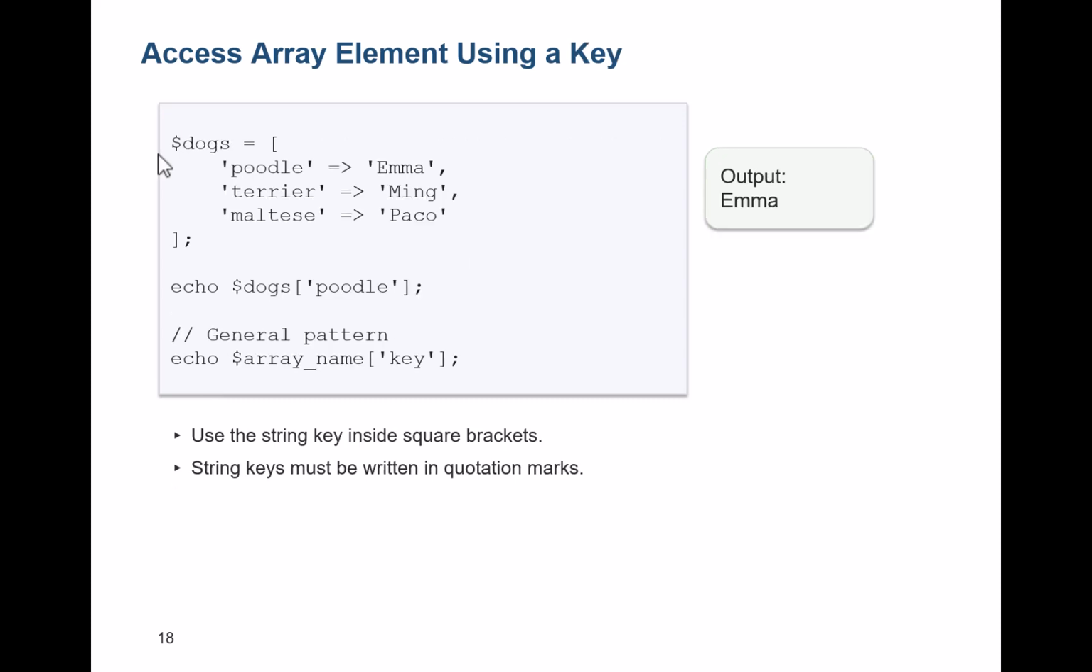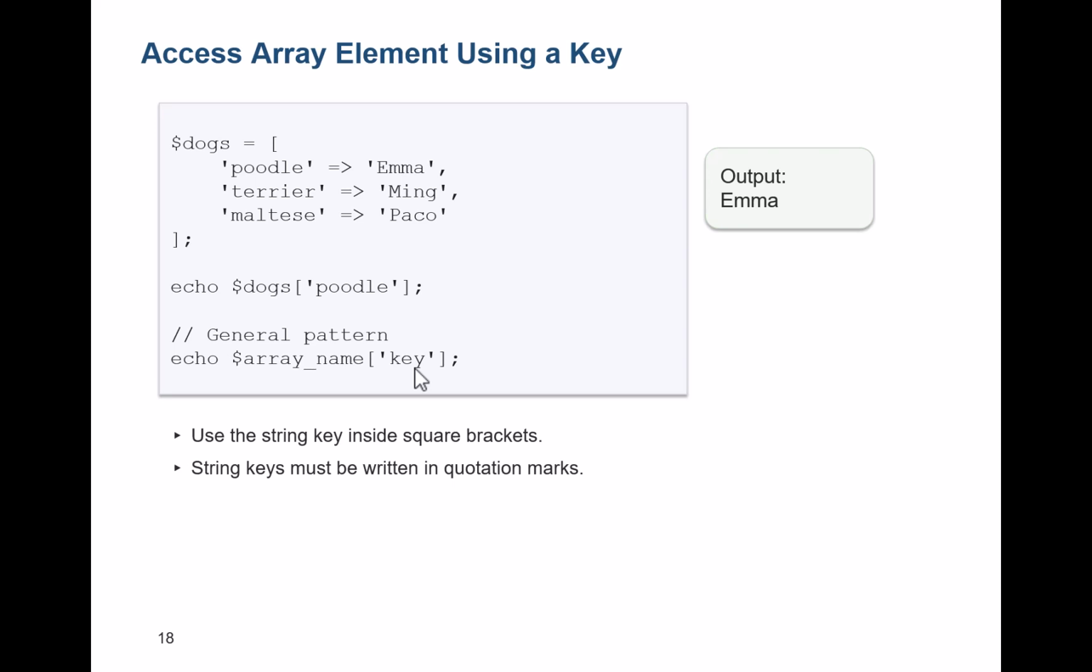Here is an associative array. To retrieve the value associated with the key poodle, we use echo, the array dogs, and inside of the brackets, between quotation marks, the word poodle. This displays Emma. The general pattern is echo, array name, and then the key. Replace key with the actual string key used in the array.